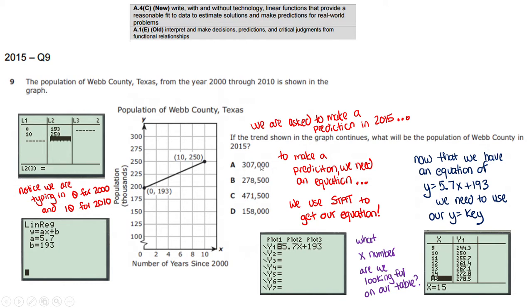And like I said before, since the way they made our table, 0 means 2000, 10 means 2010. Sorry, I said that backwards. 15 would be 2015. So here's our answer right here, 278.5. But on the y-axis, they're talking about in thousands. So if we put 2 zeros behind that, we have our answer as B. Okay, this is pretty much what we're doing today.